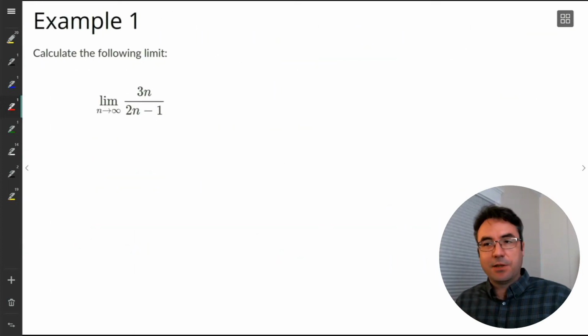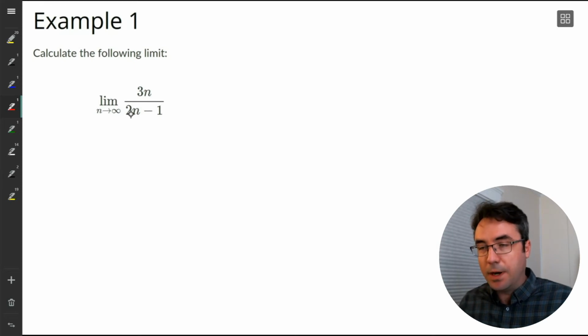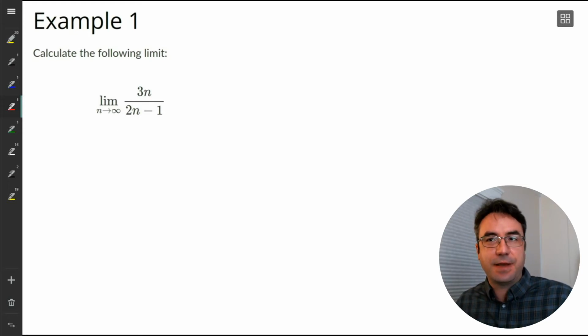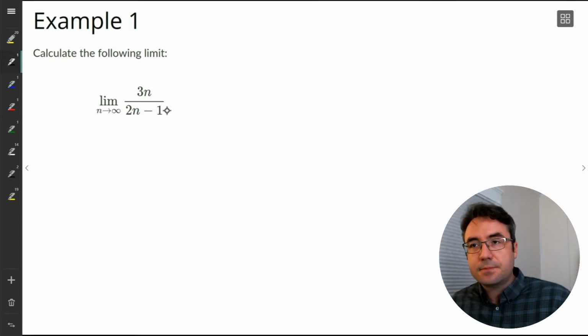So let's get a little practice. We've done things like this before, back in Calc 1, but now we're just specifically doing it for a sequence. So we have the limit of 3n over 2n minus 1 as n goes to infinity. Again, n is positive integer values. And we're just going to use our limit laws.